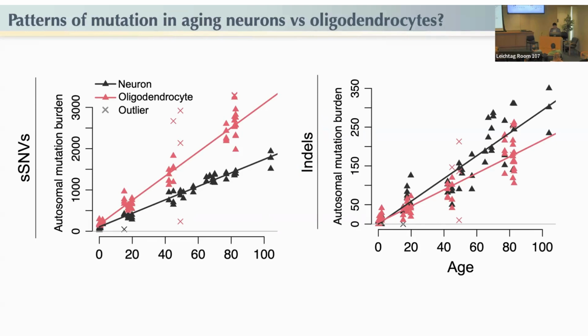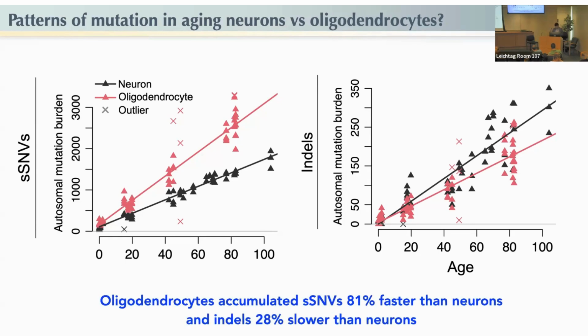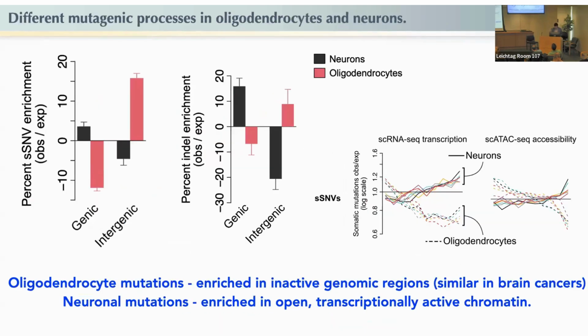We look to see whether neurons and oligodendrocytes have different rates of mutation and different locations of those mutations. Here again, the x-axis is age, and you can see that the point mutations increase in both cases, but in neurons, the rate of mutation is lower. In oligodendrocytes, SNVs accumulate 80% faster, and indels accumulate slower. Okay, now why is that? Maybe it relates to transcription, but certainly there are lots of things that we don't understand.